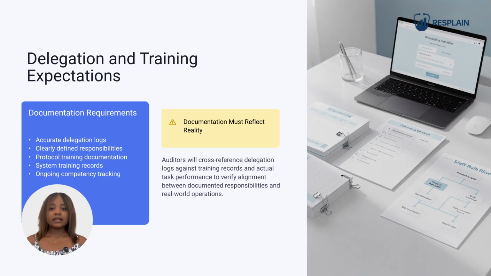Auditors may examine whether staff received protocol-specific training, safety training, system training, investigational product training, and retraining after amendments or procedural updates. Sites should ensure that delegation and training records accurately reflect how the study was truly conducted operationally.